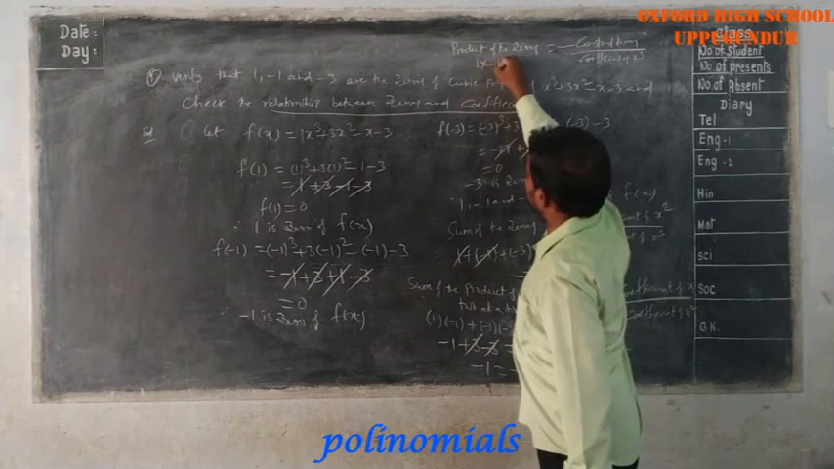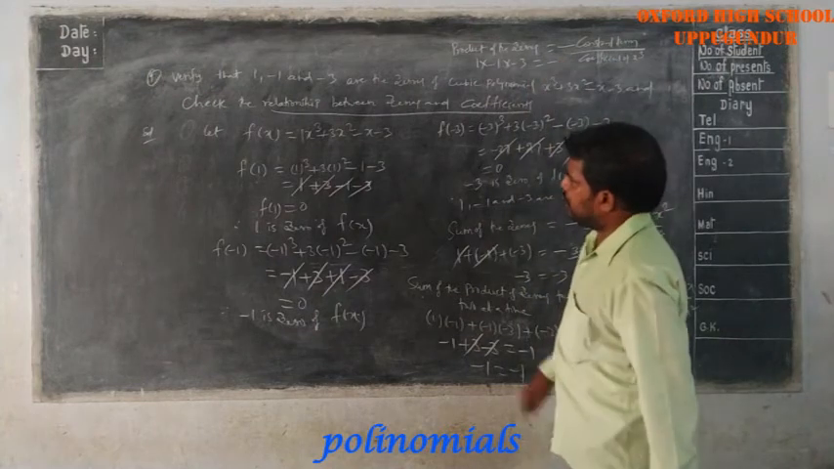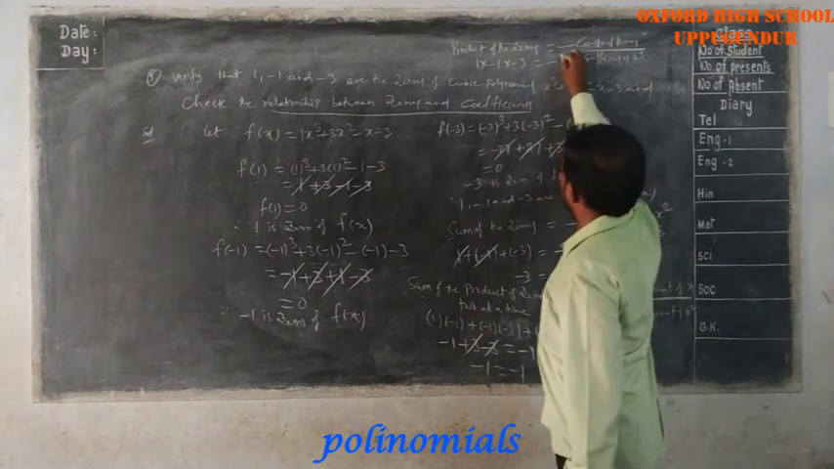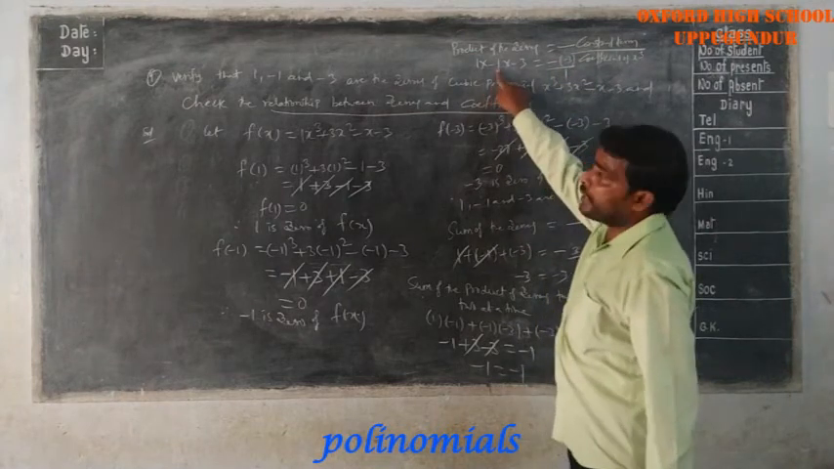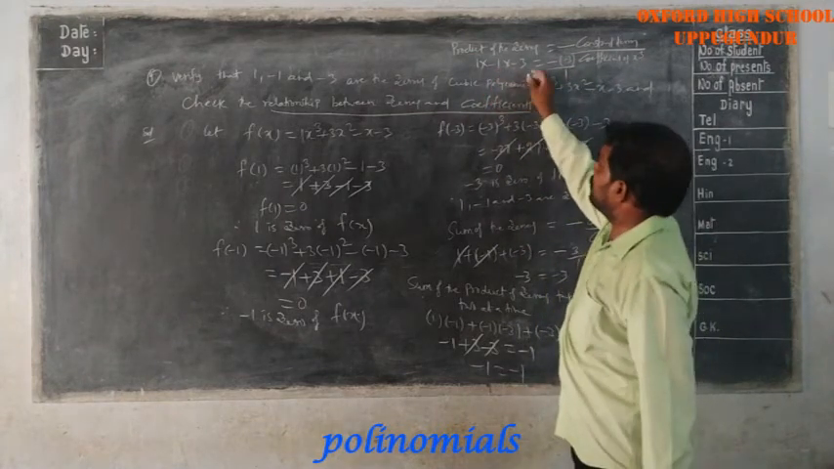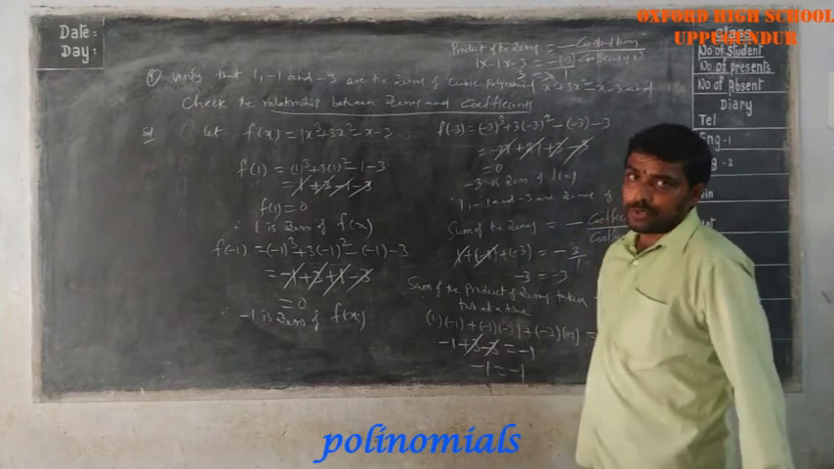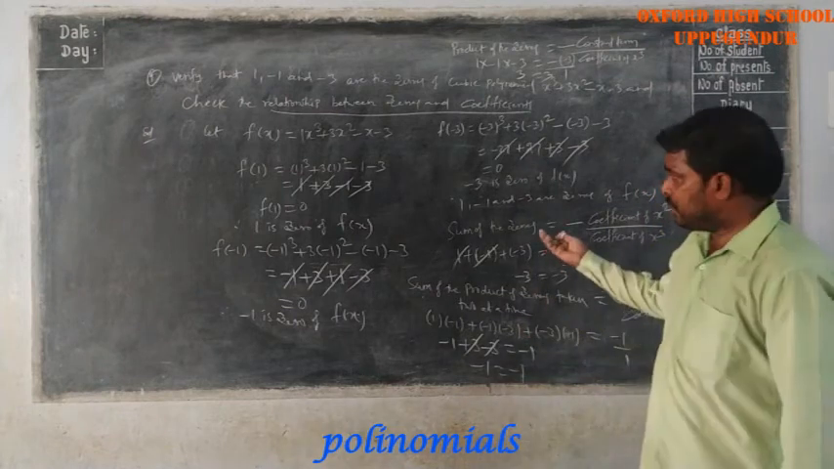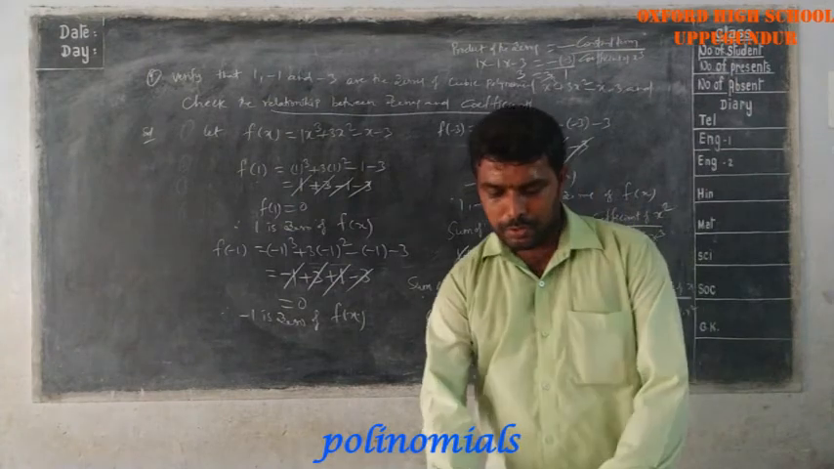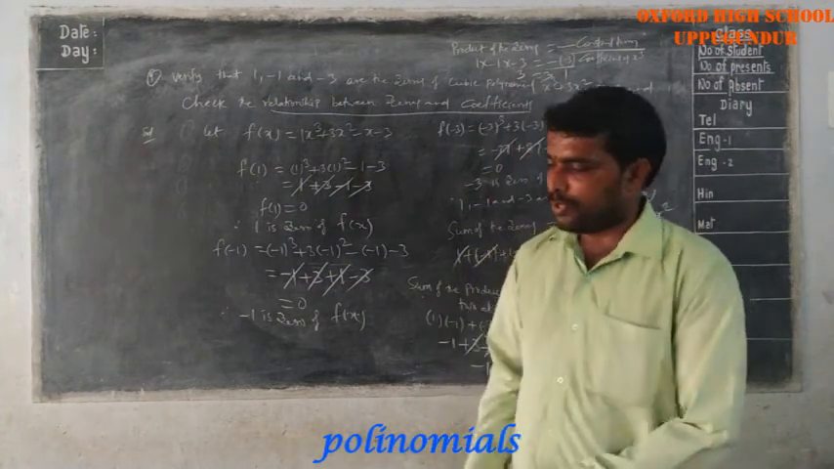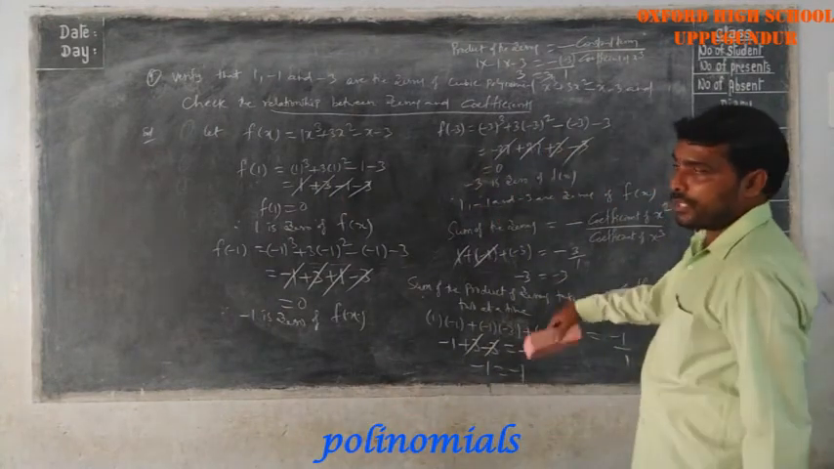1 into minus 1 into minus 3 equal to minus, what is the constant term? Minus 3 by coefficient of x cube is 1. 1 into minus 1 into minus 3 equals 3, equal to minus of minus 3, which is 3. So in this way you can verify sum of the zeros and product of zeros. So without writing in words, by using the notation alpha, beta and gamma also, you can verify the relationship like this.